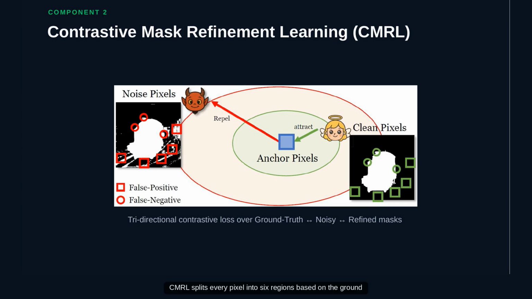CMRL splits every pixel into 6 regions based on the ground truth, the noisy mask, and the refined mask, correct regions, successfully corrected failures, and remaining failures. A tri-directional contrastive loss pulls failure features toward correct features of the same class, pushes foreground and background features apart, and lets the model learn from its own successful corrections elsewhere in the same image, creating a self-improving bootstrapping signal.